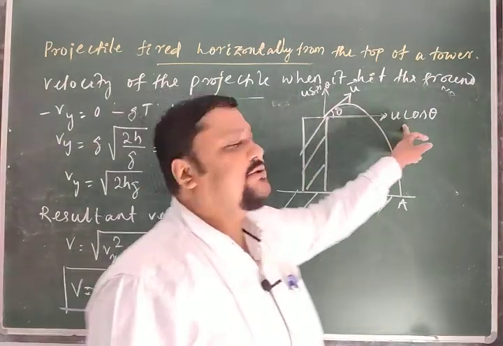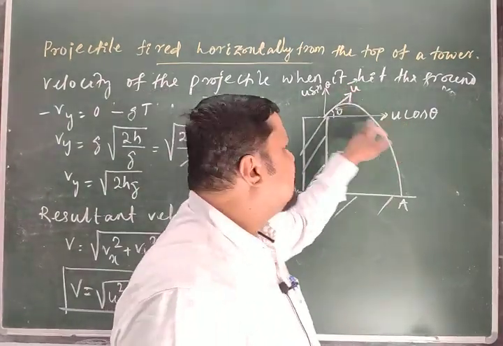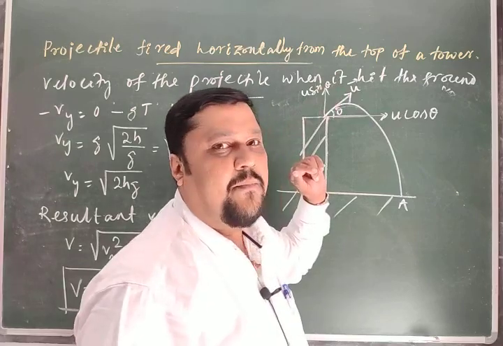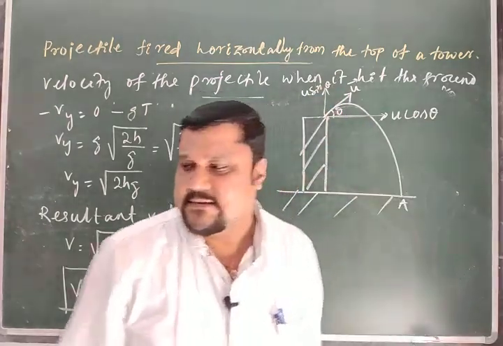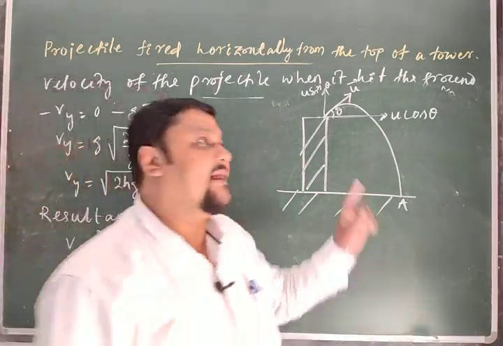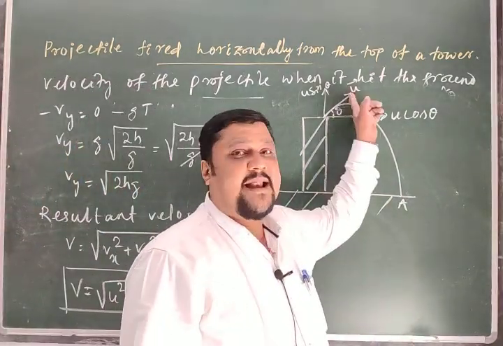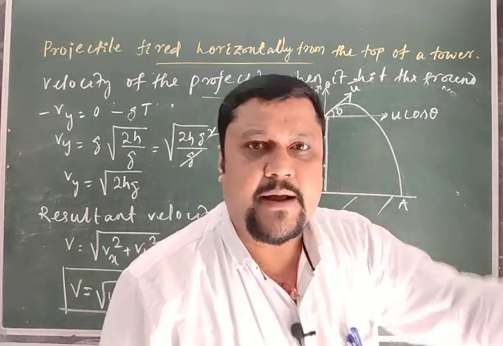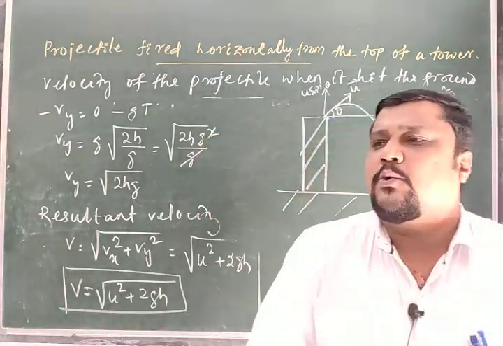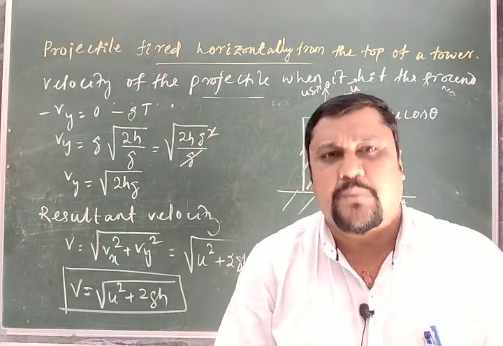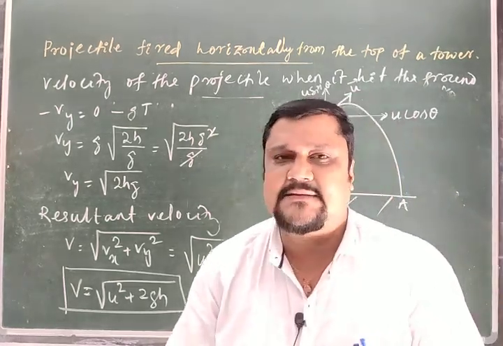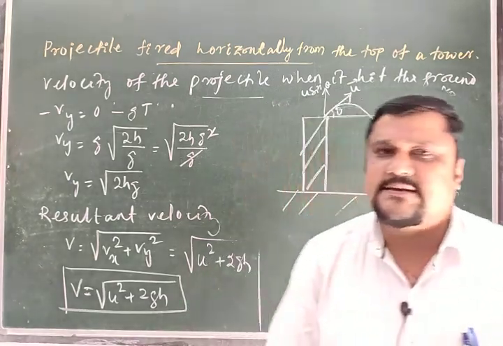By considering u cos theta horizontally and u sin theta vertically upward, you can find all these quantities for a projectile fired at an angle theta from the top of a tower. Okay students, go through it, there are some other questions like that. In the next video we will discuss some numerical problems on projectile motion.